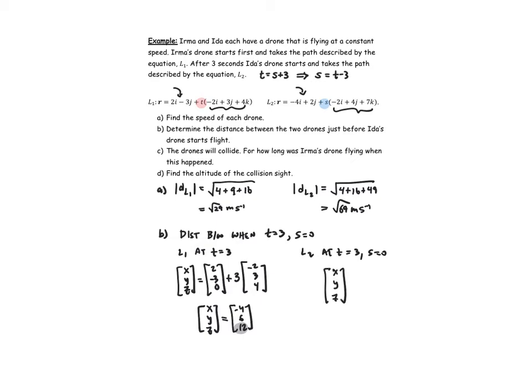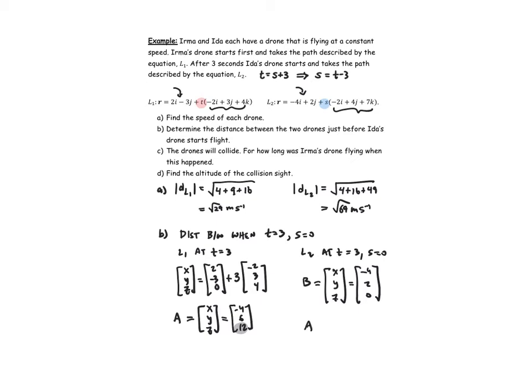And I'm just gonna name these vectors. Okay, I'll go -4 and 2 and 0. So clearly you can see that both of these drones start on the ground. Okay, so I'm gonna call this point point A. That's the location of Irma's drone at time 3, and point B, the location of Ida's drone at time t equals 3 or s equals 0.